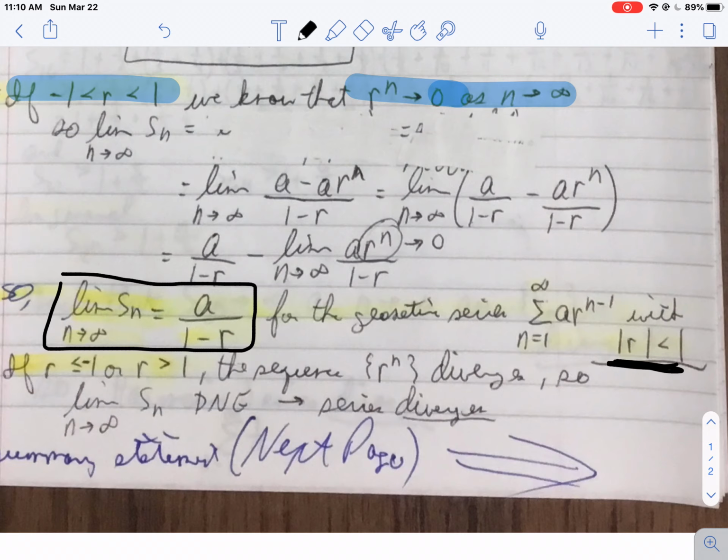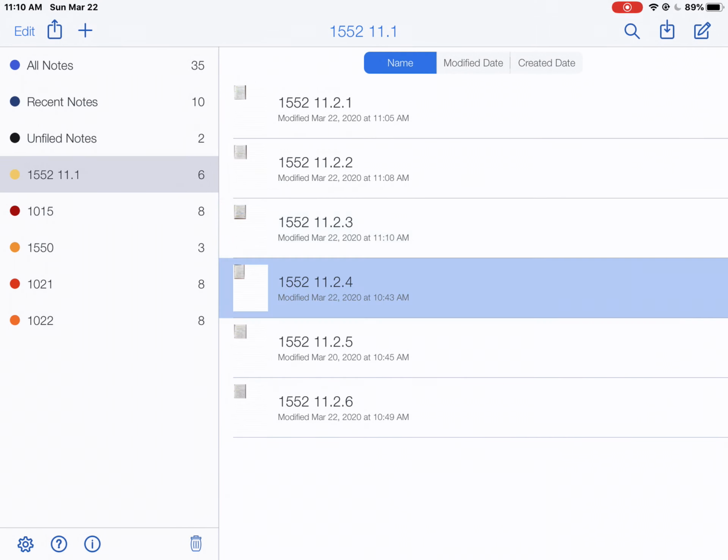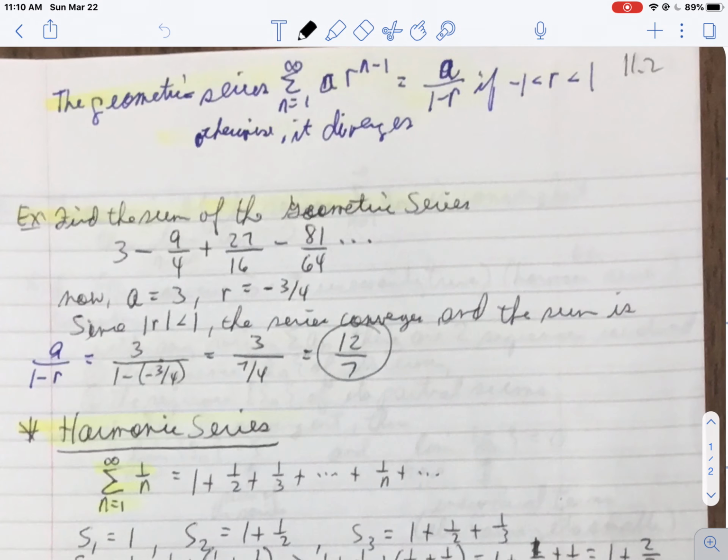And then we also made the note about other values of r. If it's less than or equal to negative 1, or if it's greater than 1, the series again would be divergent. And so we summarize that by saying that the geometric series, the sum as n goes from 1 to infinity of ar to the n minus 1, is equal to a over 1 minus r. We can actually come up with a sum for this if the constant that we're multiplying by is between negative 1 and 1. Otherwise, the series is divergent. So not only do we have a convergent series, but we can also calculate the sum.